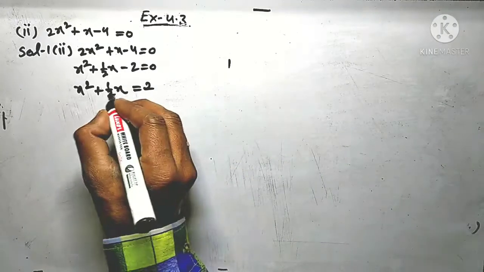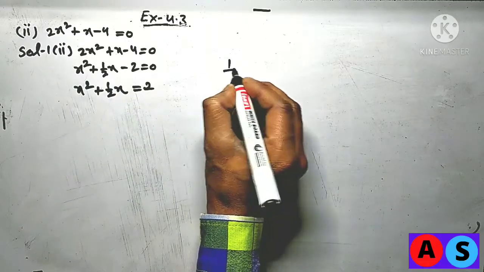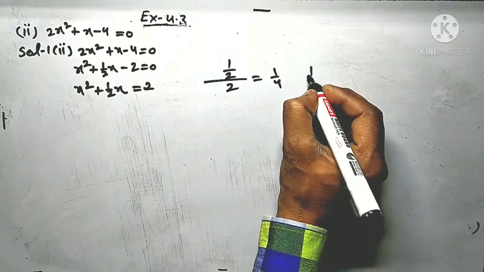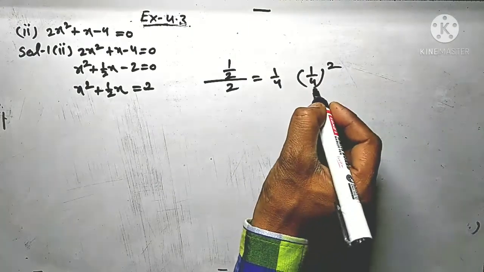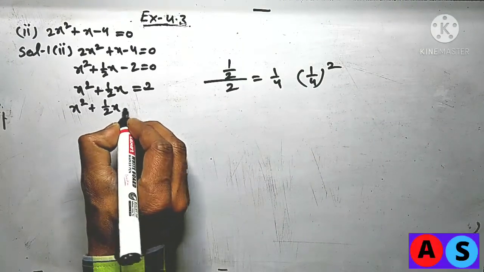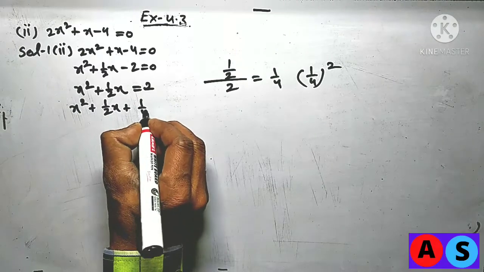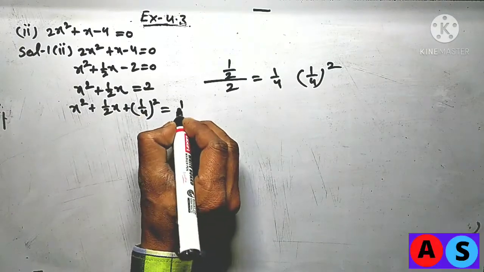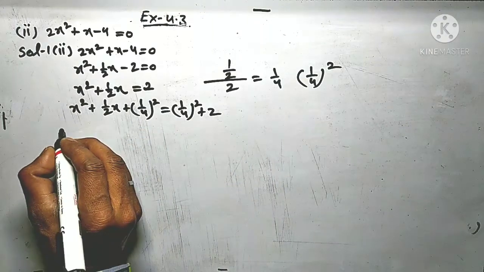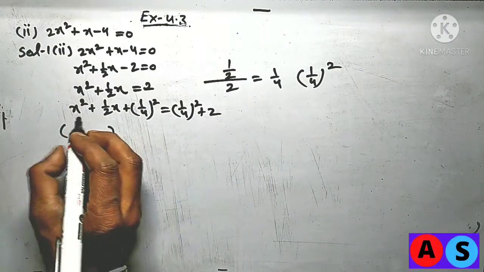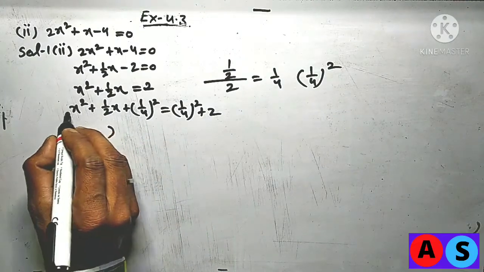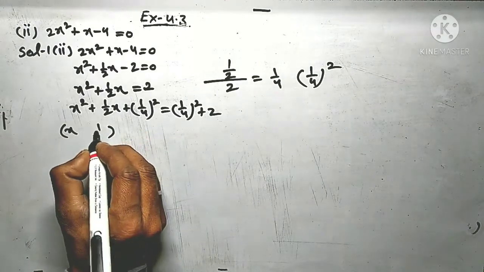Now take the coefficient of x with positive sign and then divide it by 2. We get 1 over 4. Now make the square of 1 over 4 and add it on both the sides. So x square plus 1 over 2 x plus (1 over 4) whole square is equal to (1 over 4) whole square plus 2. Now start a round bracket, close the bracket. Now write the terms which have power 2. These are x and 1 over 4.